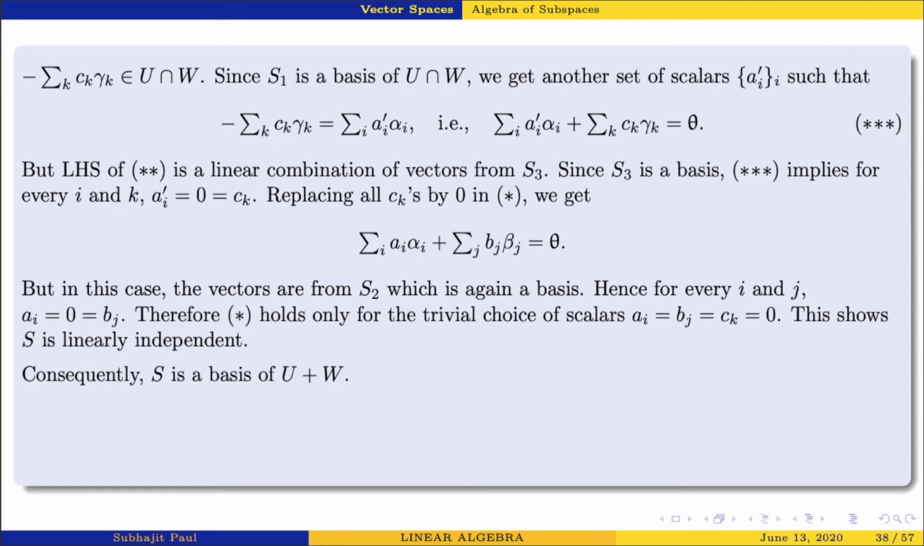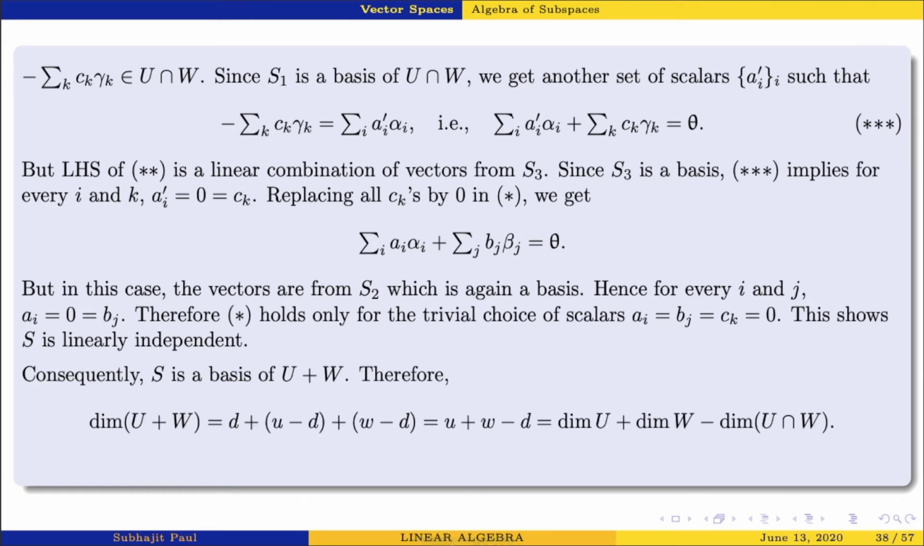Now how many elements are there in S? S had d many alpha vectors, U minus d many beta vectors, and W minus d many gamma vectors. So those many vectors were there in S. So the dimension of U plus W is the number of elements in S, that is d plus U minus d plus W minus d.